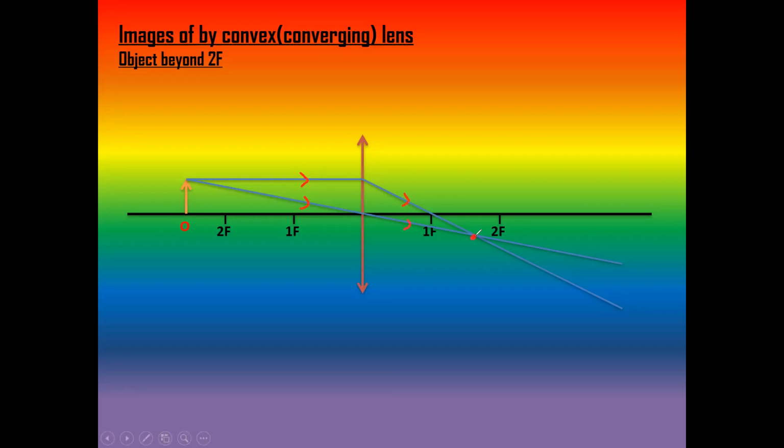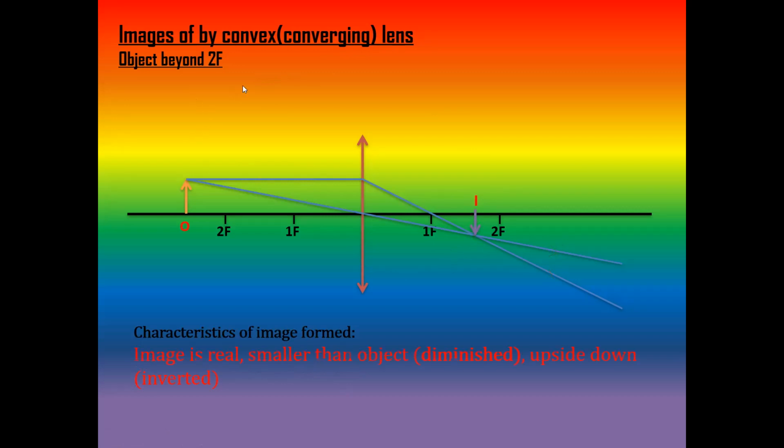The point where they meet, that is the position of the image. You can continue the rays, but the point where the two light rays meet or intersect is the position of the image. You can clearly see this is an inverted image, or upside down. It is a real image. It can be seen on a screen, and it is also a very small image, or diminished. So real, diminished, and upside down.